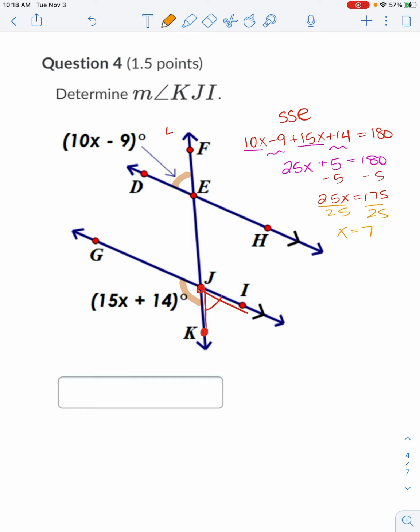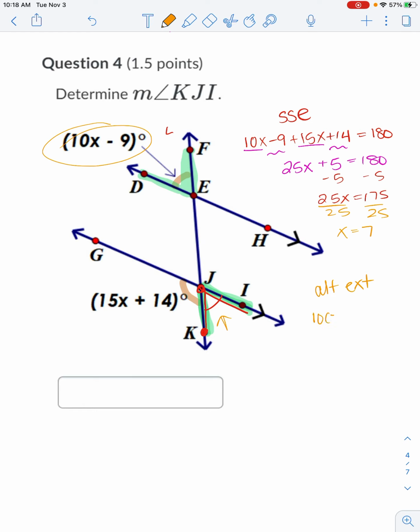So if I'm going to relate this angle to one of those two that I know, notice that the angle that we want down here is an alternate exterior angle with this one up here, right? They're on the exterior of the parallel lines and one's on the left, one's on the right. And we know that alternate exterior angles are congruent. So therefore, 10x minus 9 will give me the angle that we want. So I'm going to plug in 7.